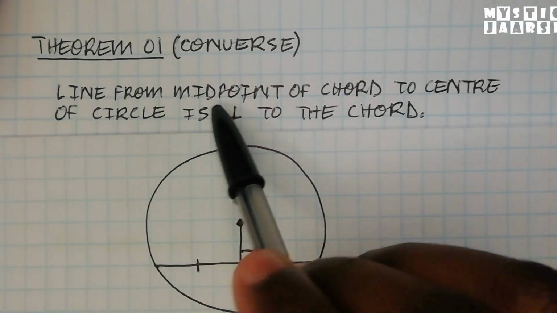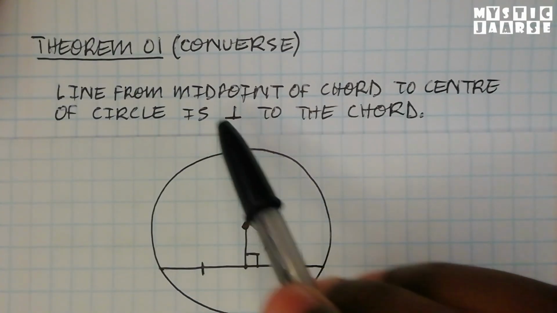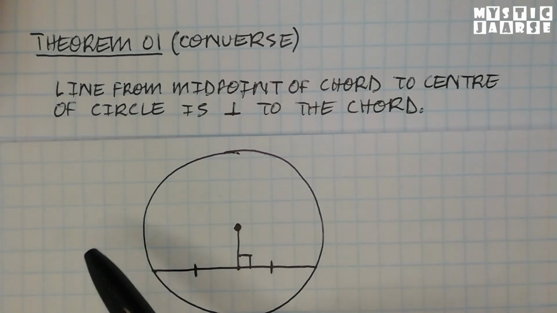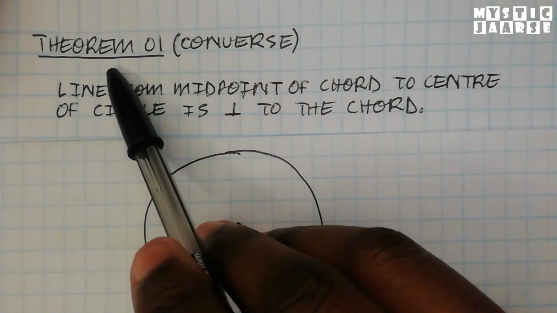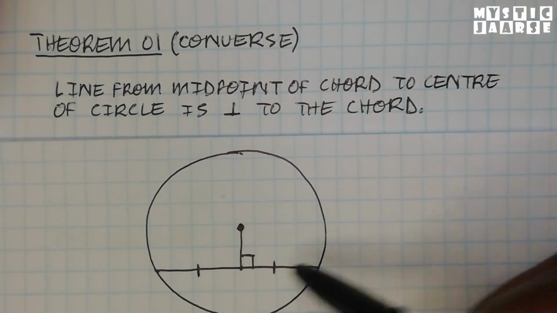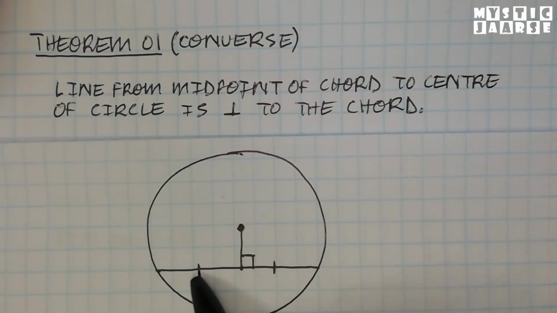The line drawn from the midpoint of a chord to the center of a circle is perpendicular to the chord. A converse is just the inverse of what you are given and what you are required to prove. In the first video we dealt with theorem 1, right? We were given that the line drawn from the center to the chord was perpendicular and we were required to prove that it bisects the chord.